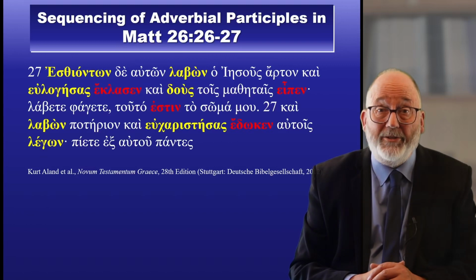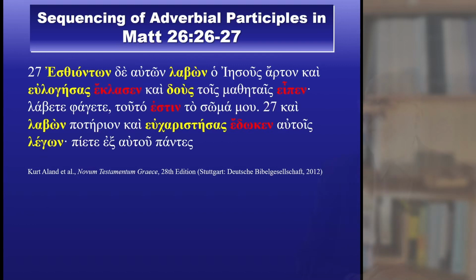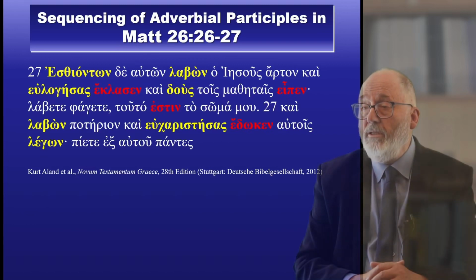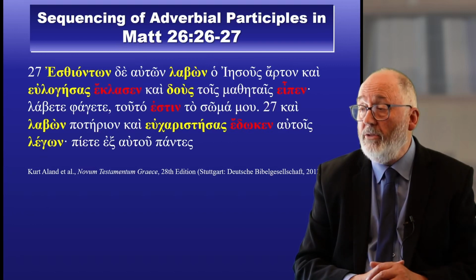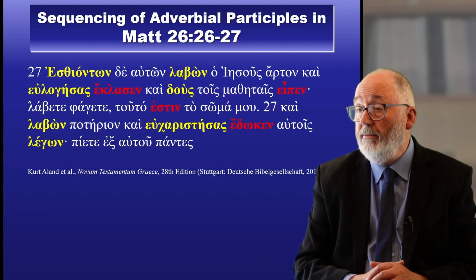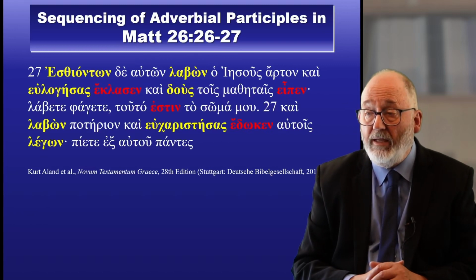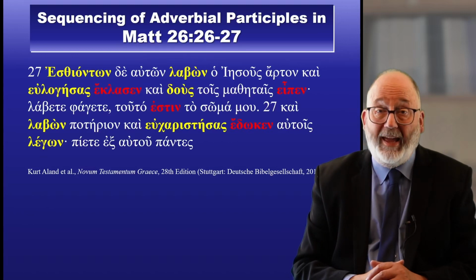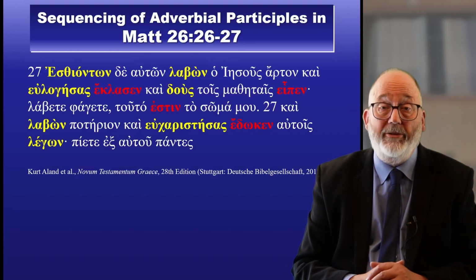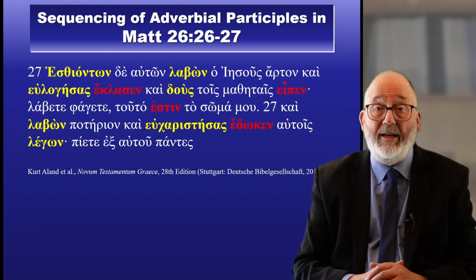I'll read the first sentence to you in the Greek. Esthiontōn de autōn, labōn ho Iēsous arton kai eulogēsas, eklasen kai dous tois mathētais eipen, labete phagete, touto estin to sōma mou. And the editors of the Greek New Testament have placed a full stop there, indicating the end of a sentence.